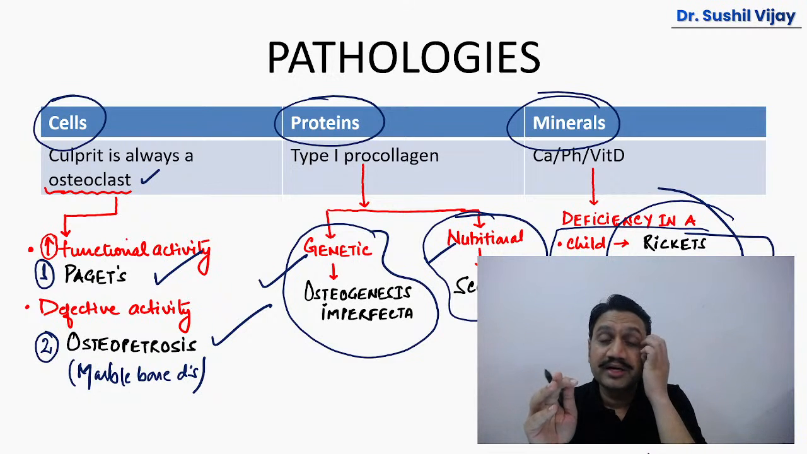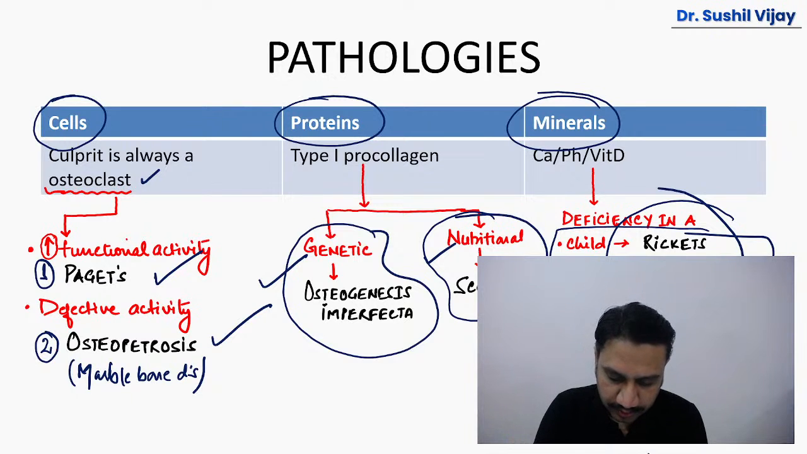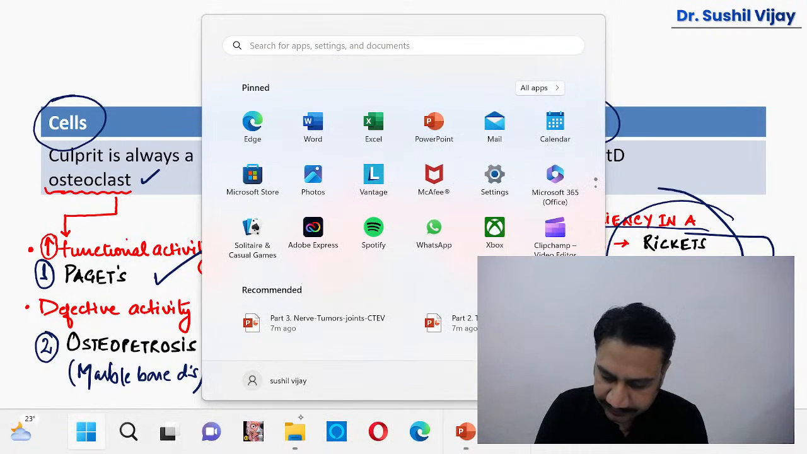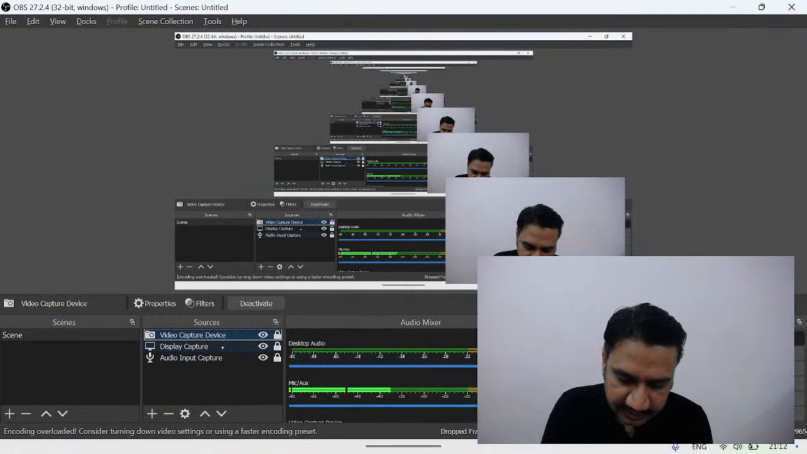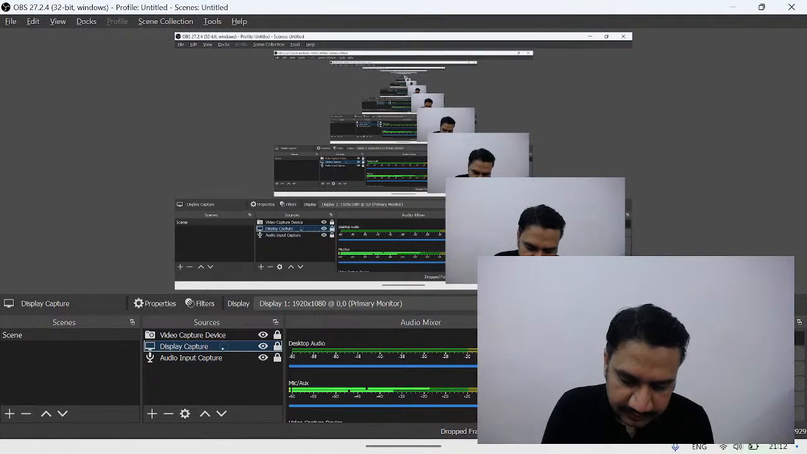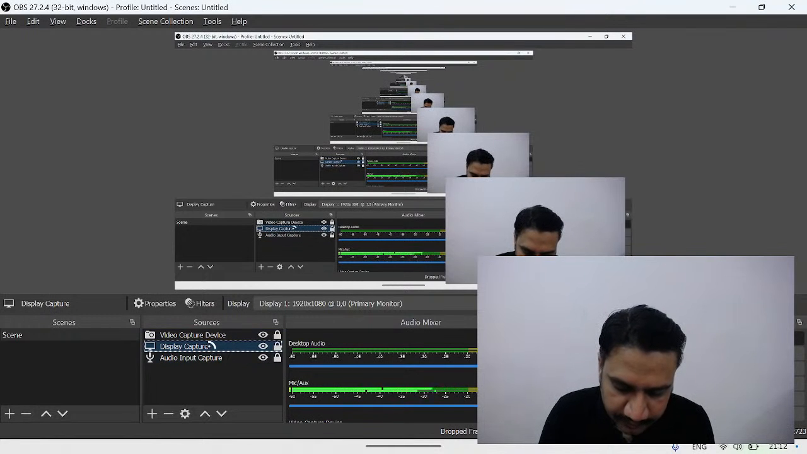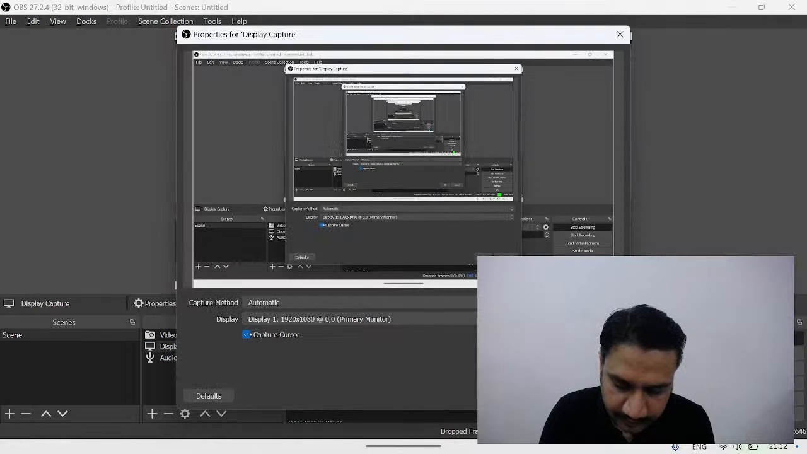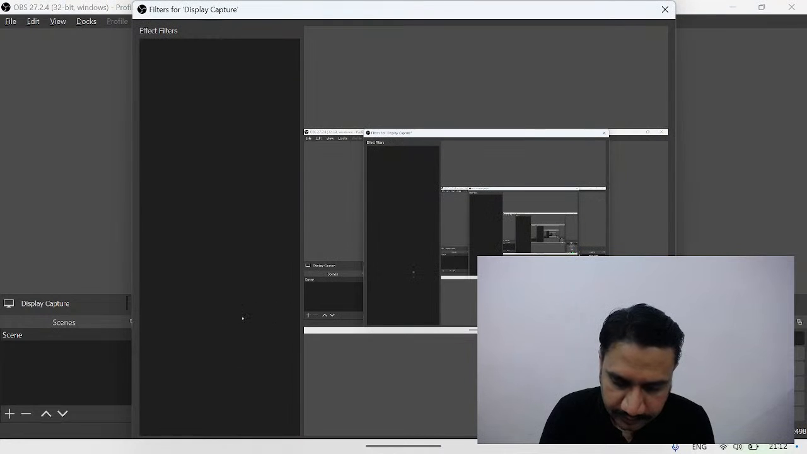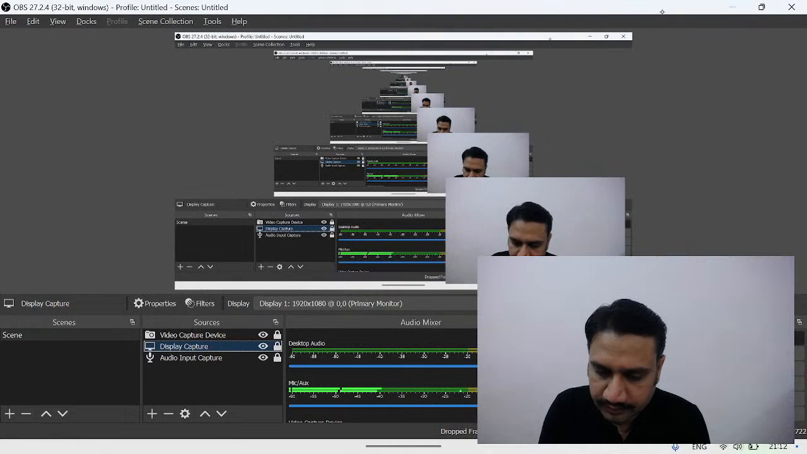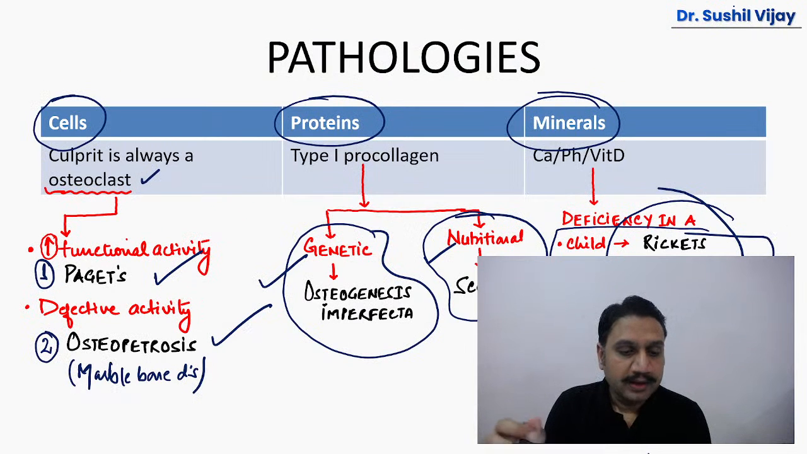So this is something you need to learn with time. So just a moment, I think there are some more settings I can change for you guys. Okay, no issues.